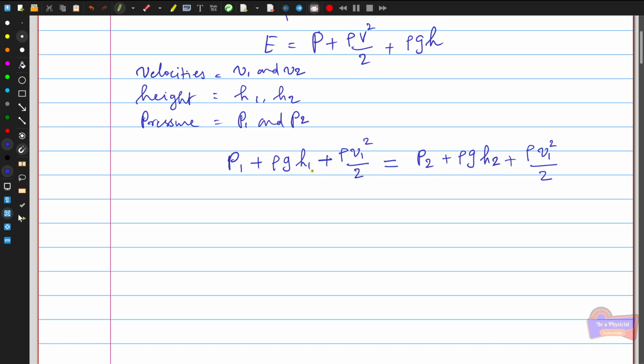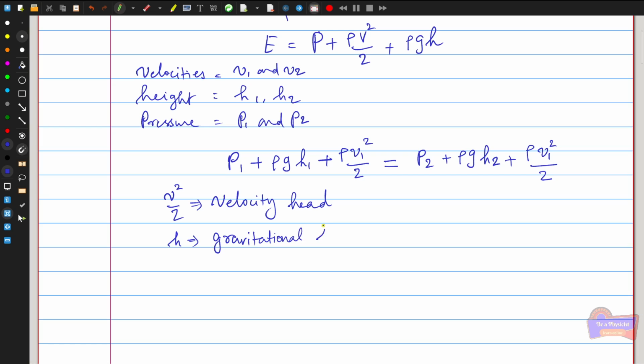Suppose this kinetic energy per unit weight is called the velocity head. That means this rho times v squared divided by 2 is known as the kinetic energy part, and v squared divided by 2 is known as the velocity head. The potential energy per unit weight is called the gravitational head, which is equal to the height h, that is actually h into g. Similarly, the pressure energy per unit weight is called the pressure head, which is equal to p divided by rho.